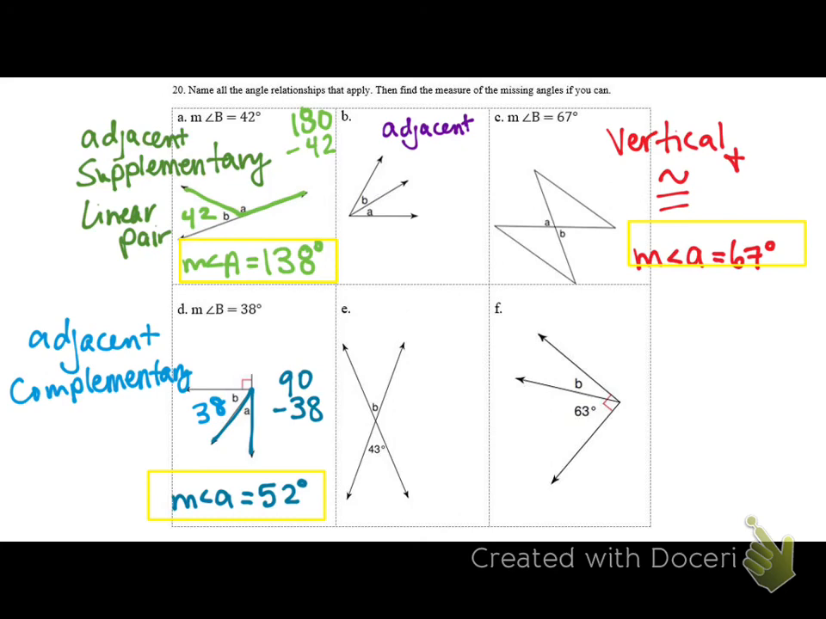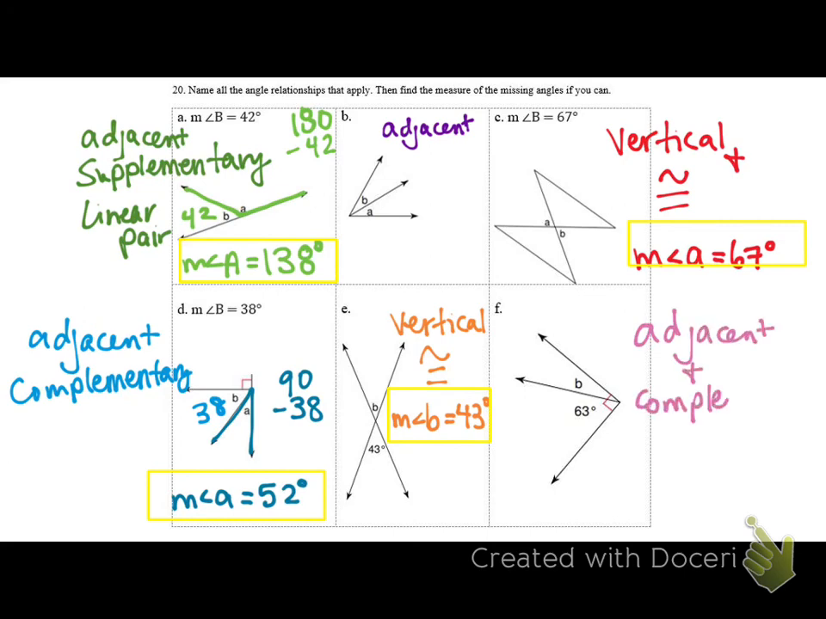All right, letter E, what relationship? Vertical, which means they are also congruent. And that means the measure of angle B is 43 degrees. And then last, the relationship between angle B and 63. Correct, both are correct. Adjacent and complementary. So then the measure of angle B, 27 degrees.